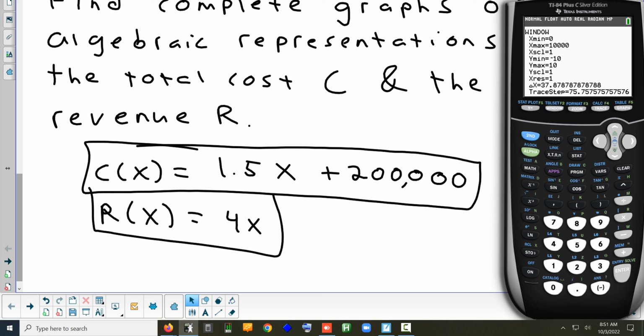Y min, Y represents 2 things in this case. It could represent the cost if you look at the first graph. It could represent the revenue if you look at the second graph. But either way, you can't go below 0, right? If you sold 0 shirts, 4 times 0 would give you $0 in revenue. So there's no reason to go negative for revenue or cost. And the Y max, well, we have to go above 200,000 because that's where the line starts. So let's try 300,000.